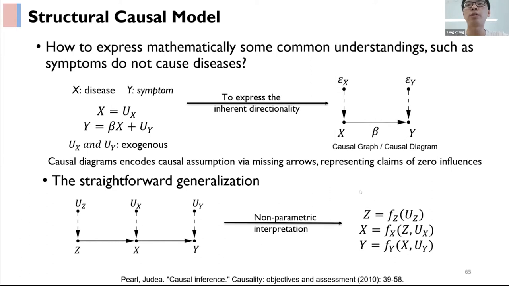However, taking equations is not enough to express the inherent directionality in our common sense. X can also be represented with an equation of Y. Thus, to express the inherent directionality, we use a causal graph, which is a directed graph as the right one. In the graph, a directed edge from X to Y expresses that X causes Y instead of the inverse. And the missing edges represent the claim of zero influence. It's obvious that a graph could represent many different sets of structural equations as long as the causal directions are the same among the variables.